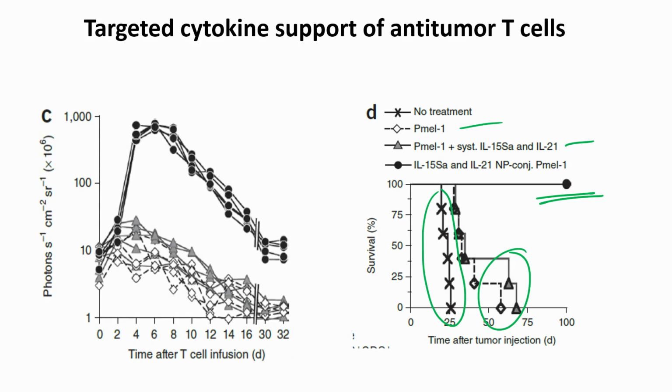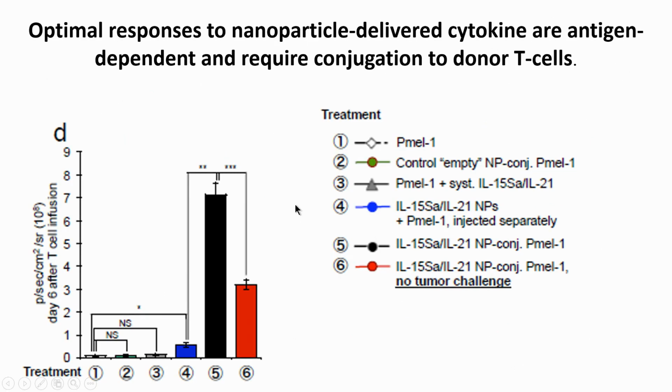And this is just showing the signal of the T cells here, and you can see that they have expanded to massive amounts, and then once the tumor has disappeared they start to go back down again. And this is further showing more characterization. So, optimal response to the nanoparticle requires conjugation to the donor T cells. So, if they do not conjugate it, just like in the previous case, they do not really see much signal that is being present.